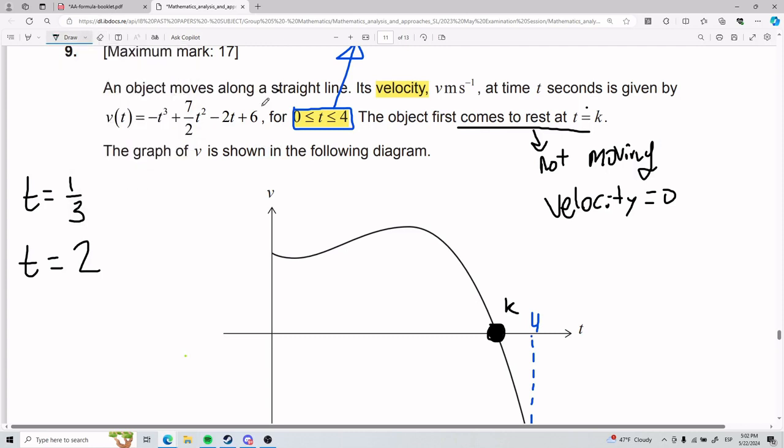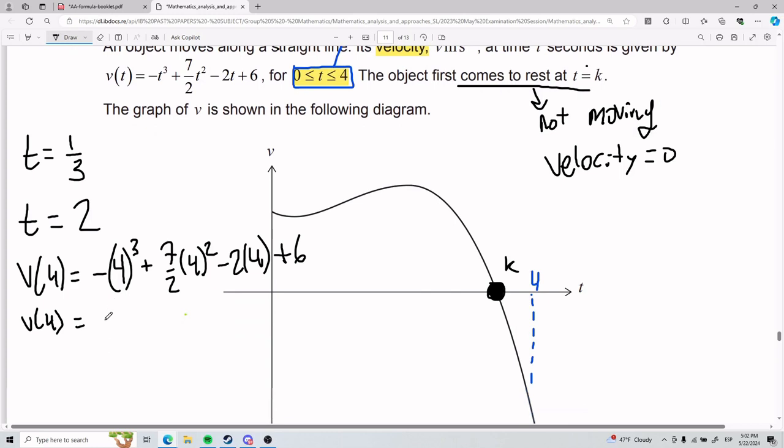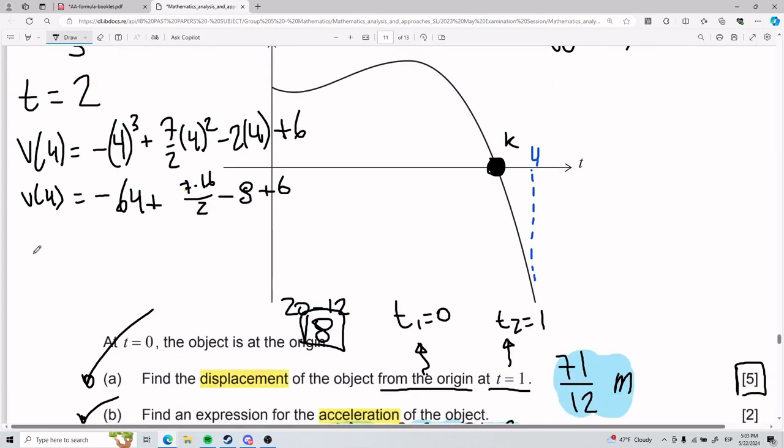If you try plugging in 4, what you end up with is negative 4 to the power of 3 plus 7 over 2, 4 squared minus 2 times 4 plus 6. And so v of 4 is going to give you negative, that is 4 times 4 is 16, times 4 is 64, so negative 64, plus 4 times 4 is 16, so it's going to be 7 times 16 divided by 2, minus 8 plus 6. And so, oof, I end up with pretty big numbers. Let's see what happens here.